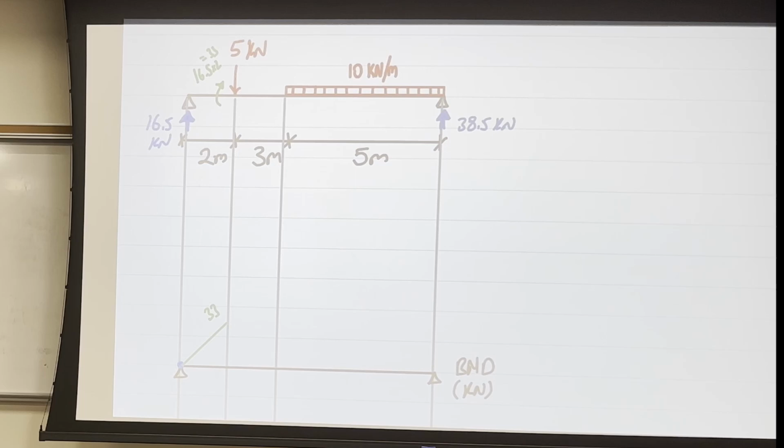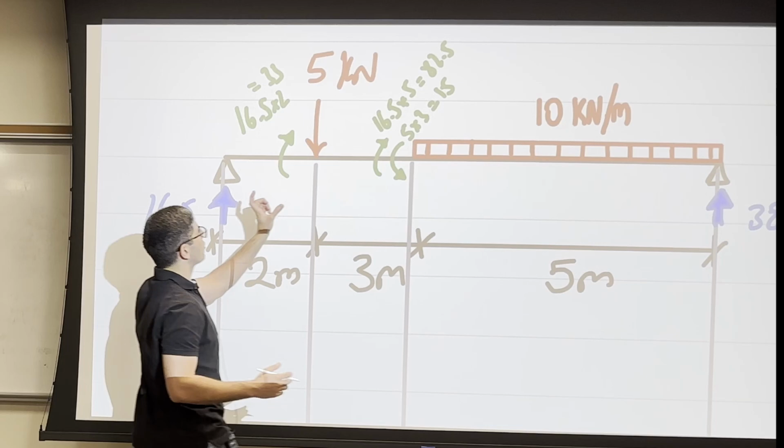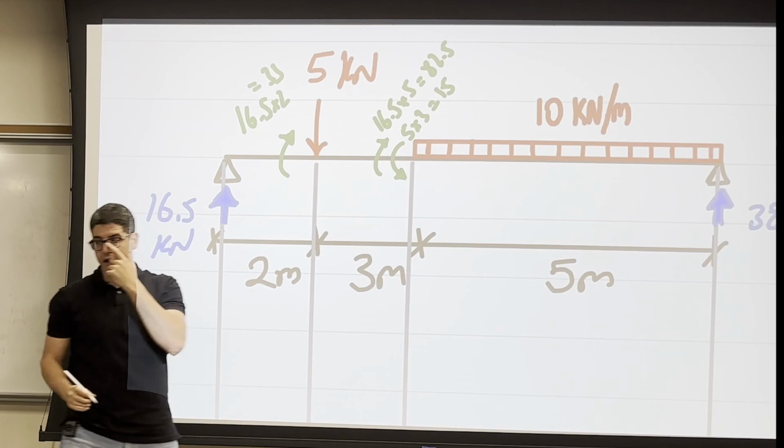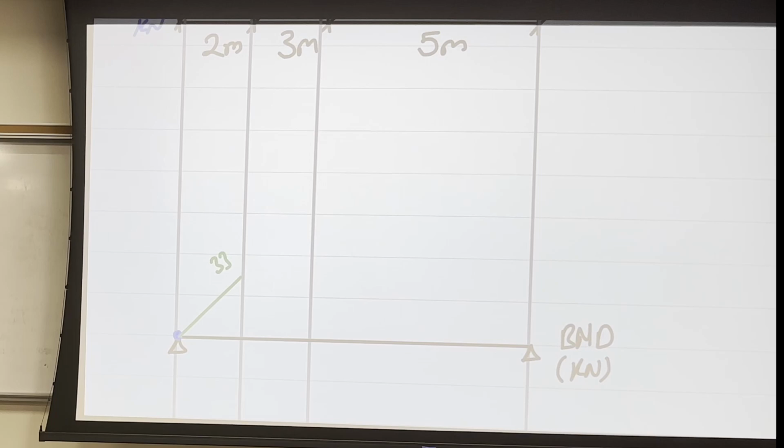Okay, at that point, I'll make two arrows, one for the 16.5 and the other one for the 5. I mean, two curves. 16.5 is gonna rotate up clockwise, 16.5 times 5, and then the 5 times 3 is gonna be down, 5 times 3 equals 15, and that one is 82.5. So the resultant is 82.5 rotating clockwise and 15 counterclockwise, as if you want to say 82.5 minus 15, and you're gonna end up with a positive 67.5. So at that point, I'm going up to 67.5. Now I see distributed load.